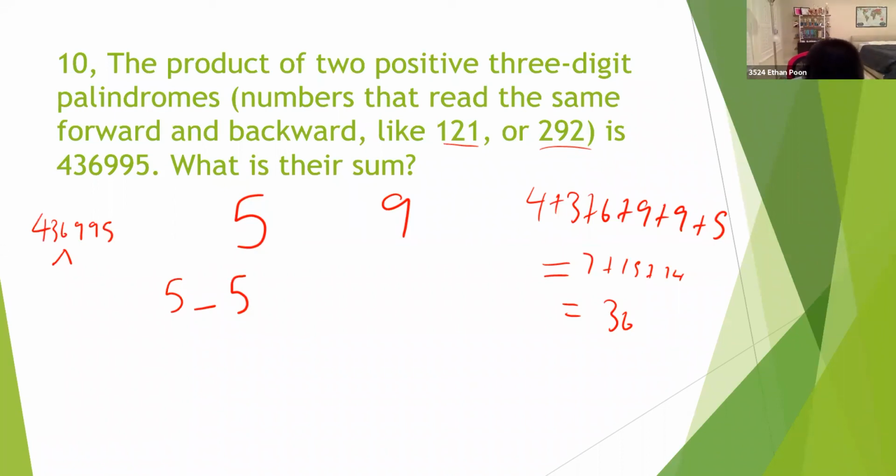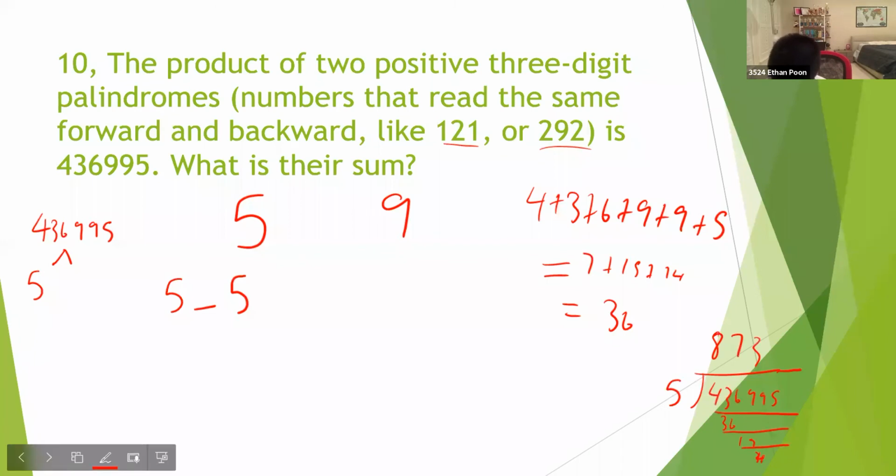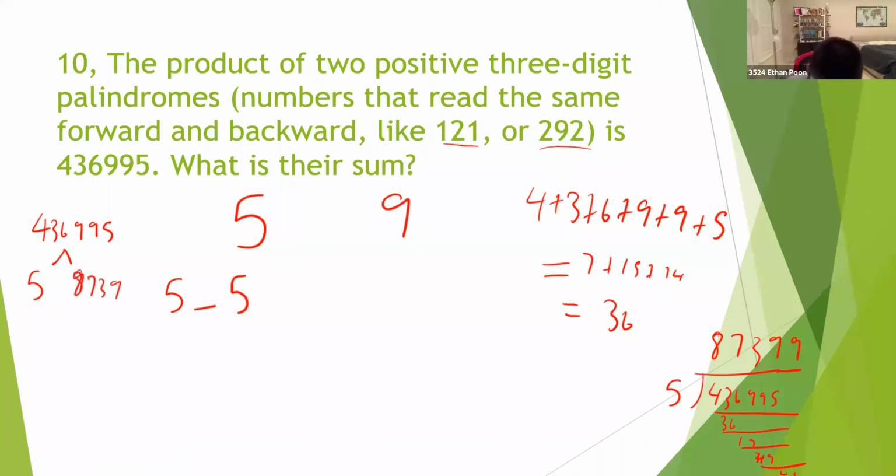So we divide by 5, and so we get 87399. I'm sorry about that.